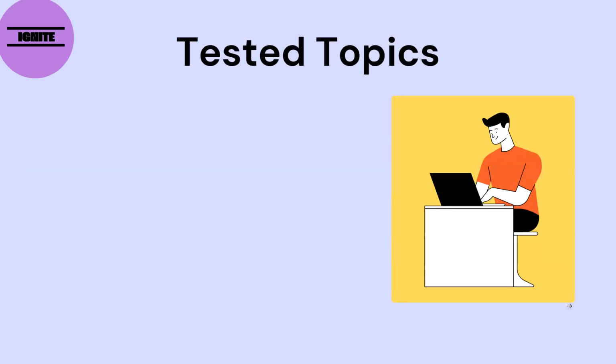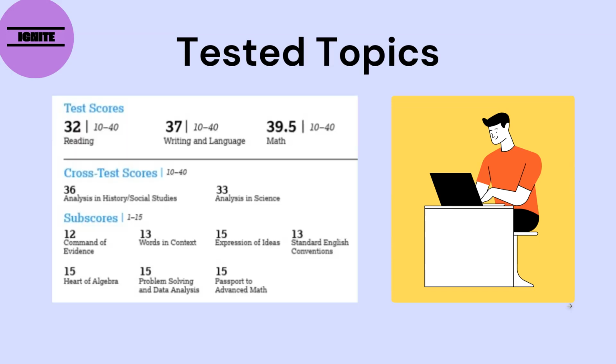Next up on the agenda, it's important to know the tested topics on the SAT. Well, we looked at a past exam from a previous student and saw their score report. The first thing to note are the cross-test scores, which show an analysis in history, social studies, and science are crucial parts of the reading and writing sections. When we take a look at the subscores, we can see a command of evidence and words in context, which is particularly important for the reading section.